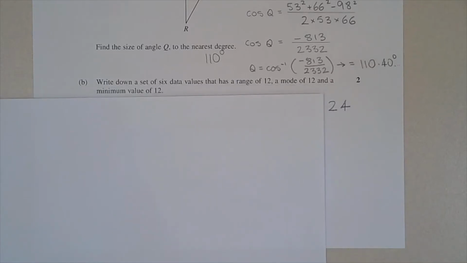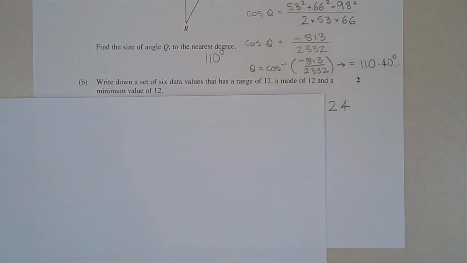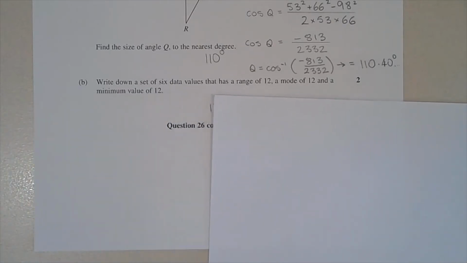Now for the numbers in between. The set of 6 data values has to have a mode of 12. Now the mode represents the most common score or the most popular score. So we have a range of responses here. So we know that the number 12 or the score of 12 has to be the most common.